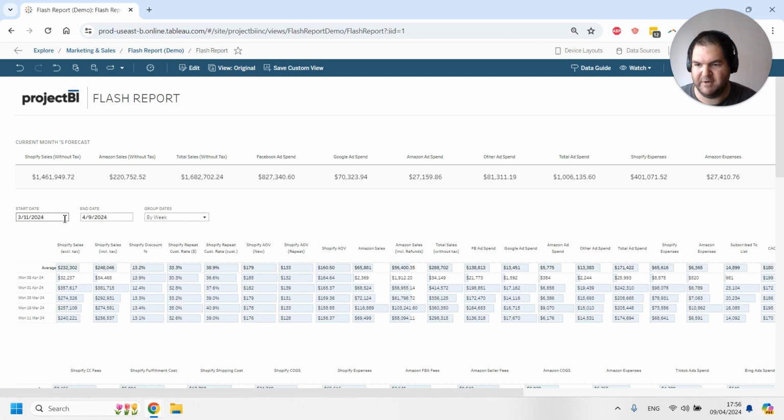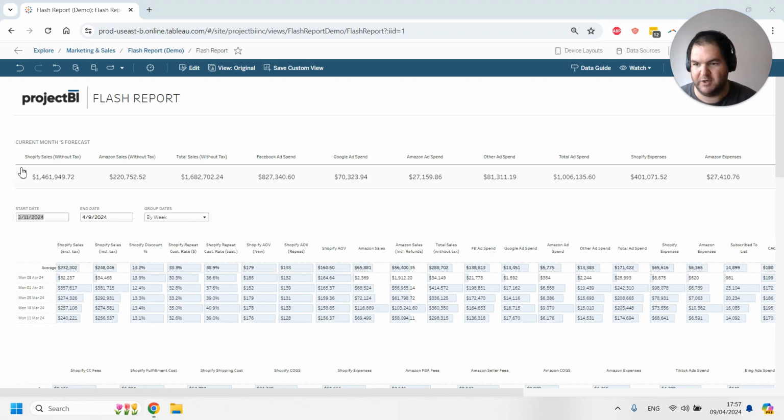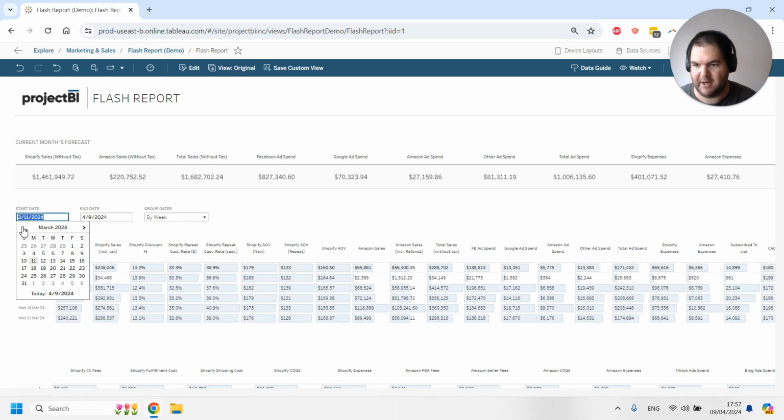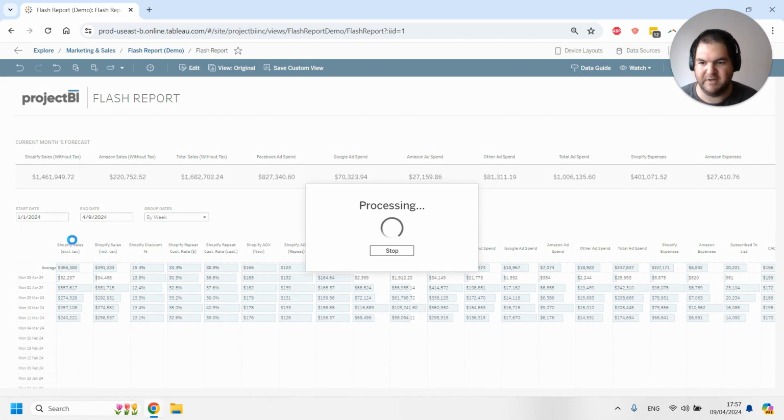We've also got some parameters up here which allow us to very easily switch the date range that we care about. So if I want to go to the beginning of the year, all I need to do is that, and now I'm looking at all the weeks of this calendar year.